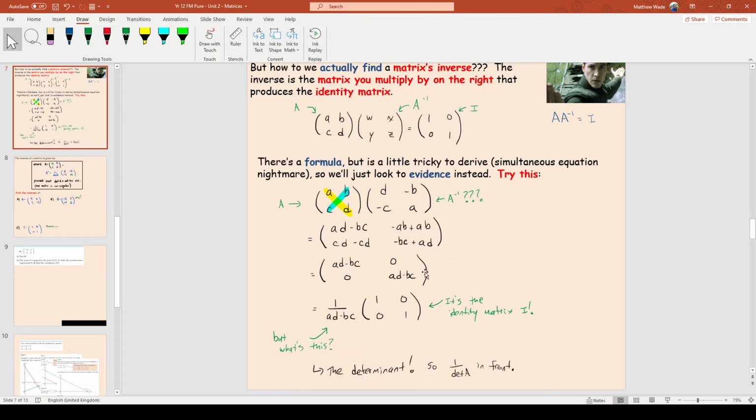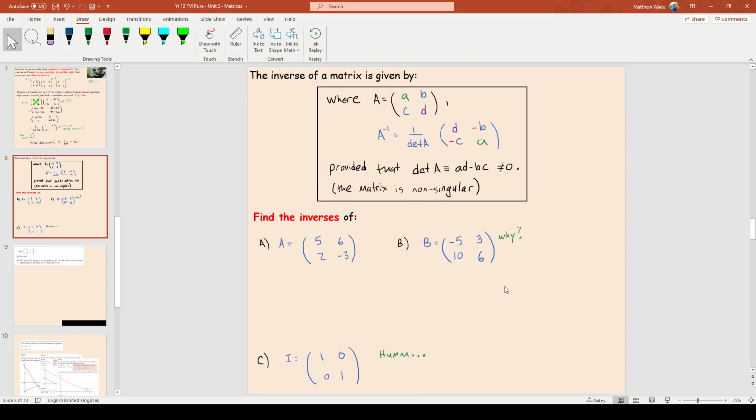So, my buddies, when you times this by this, it didn't quite make the identity, but if you were to divide by the determinant of the original, it would have done. Which leads us to this. And this is what you actually have to do and know. And this is where it becomes just normal and logical, this lesson.